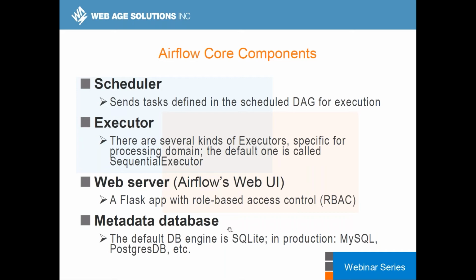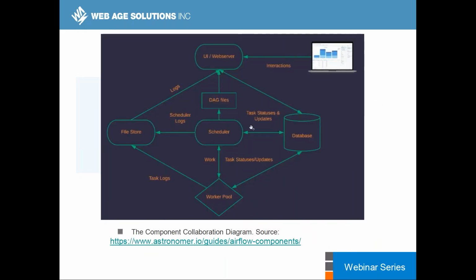And the metadata database actually keeps track of all your DAGs, of all your workflows. By default, it comes with SQLite, which is single-threaded. It's limiting. But it's great for prototyping and probably for small to medium workflows, not very demanding. If you want to roll it out in production, you would probably need to go with MySQL, Postgres, and other databases, as long as Python can talk to that database. So this is a collaboration diagram.